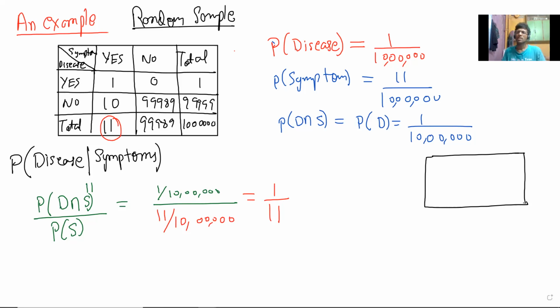Then I just made a mess. Let us try to calculate the probability of having the symptoms given you have the disease, but that's 1, so there's nothing to calculate there as well. Just a second.